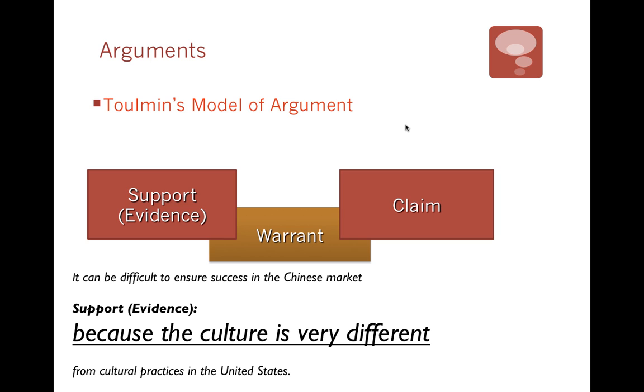However, you need to provide evidence that supports this claim. And in this case, you will show that Chinese culture is very different. You need to provide this evidence or data, and in this case it will be examples about the difference between US and Chinese culture that supports this claim that it can be difficult to ensure success in the Chinese market.